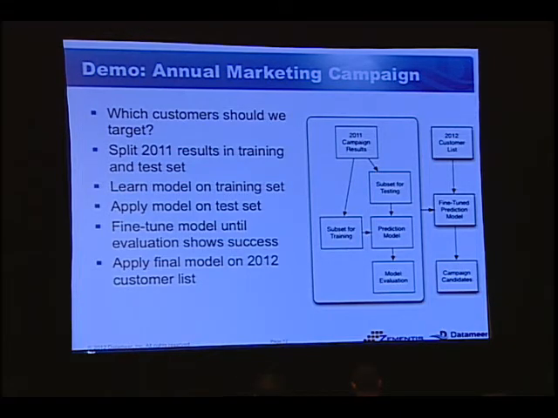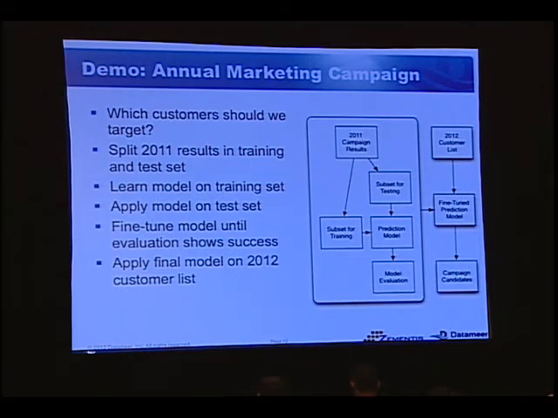And now, how do you learn such a model? Usually, that's an iterative process. Usually what you would do is three steps. First of all, you would split the data you have from last year into two parts, the training set and the test set. And then from the training set, you would use some statistical algorithm, like a decision tree learner or a support vector machine, to learn a predictive model.